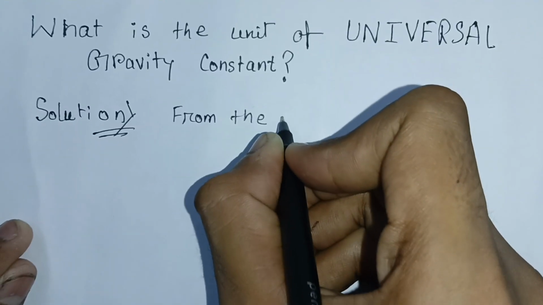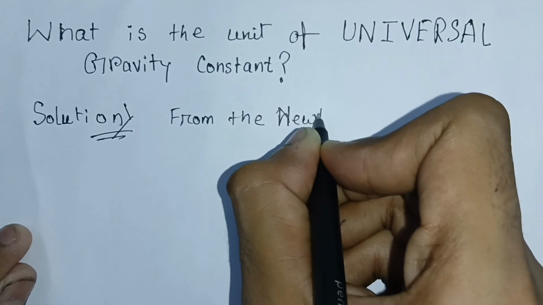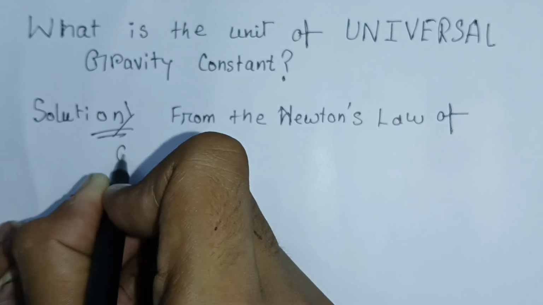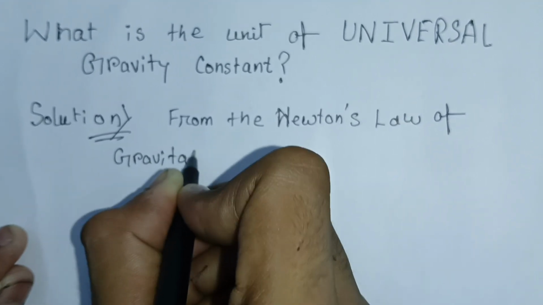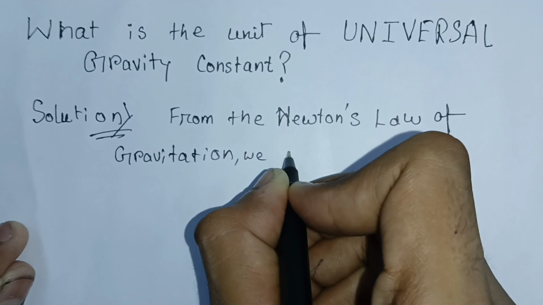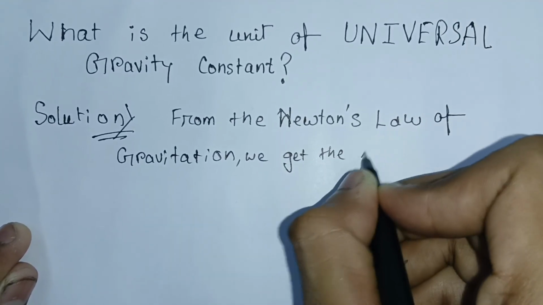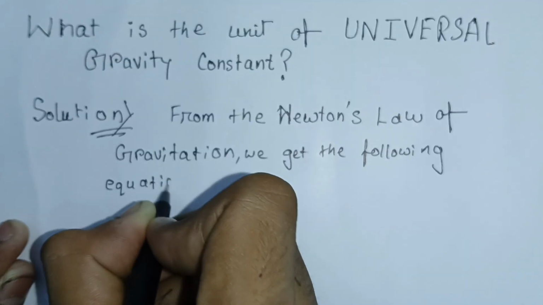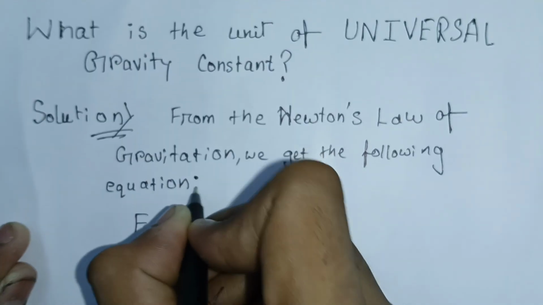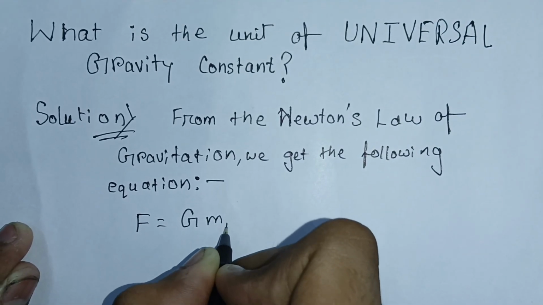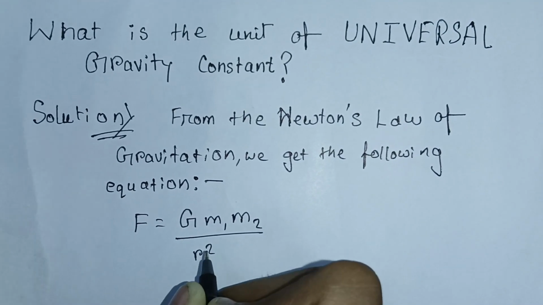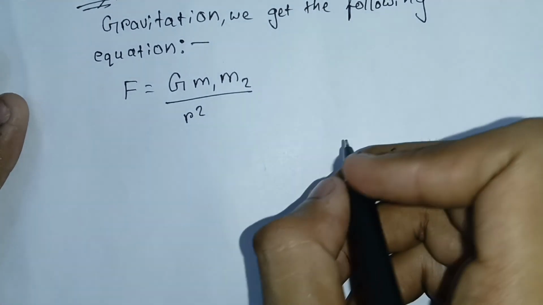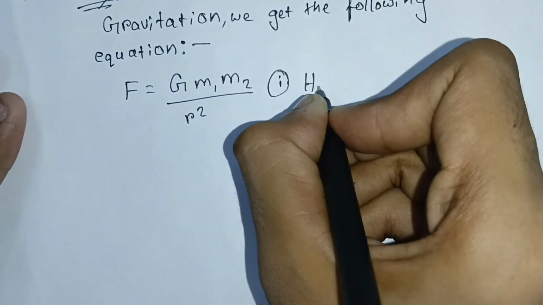So from Newton's law of gravitation, we get the following equation. As we know this equation, we all know this. F, the force, equals G times m1 times m2 by r square. This is the equation of Newton's law of gravity.